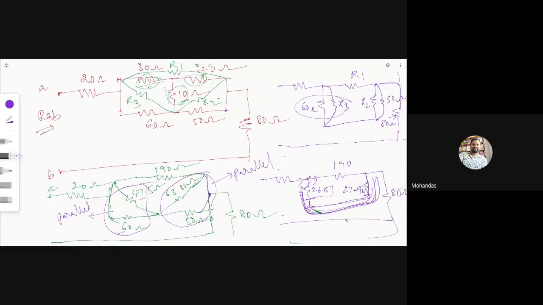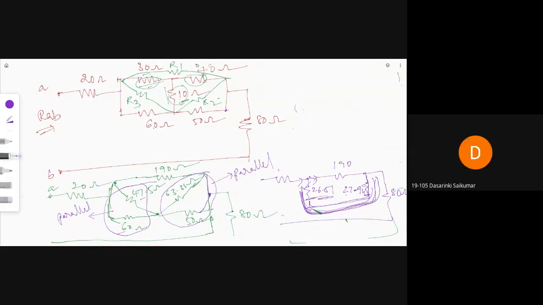సో 26.51 ప్లస్ 27.94 చేయడం, ఈ రెండు సిరీస్, దీస్ టూ ఆర్ కనెక్టెడ్ ఇన్ సిరీస్. సేమ్ కరెంట్ ఫ్లో అవుతుందా లేదా అని చూడండి ఒకసారి. కొంచెం కన్ఫ్యూజింగ్గా ఉంటుంది, బట్ ట్రై టు అండర్స్టాండ్. సాయి కుమార్ చేస్తున్నారా బాబు? Yes, sir. Yeah. So this is 20 ohm and this is 190.